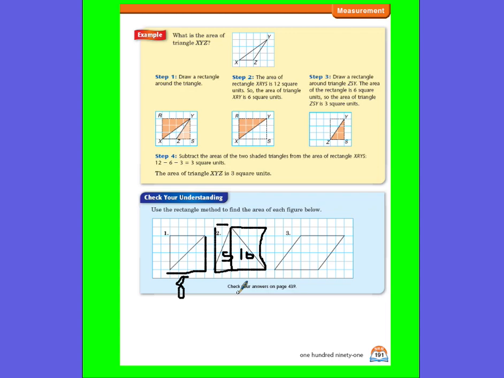I would like you to go ahead and pause the video as you try to do number 3. All right, getting your answer for number 3, first thing we needed to do was to create rectangles.